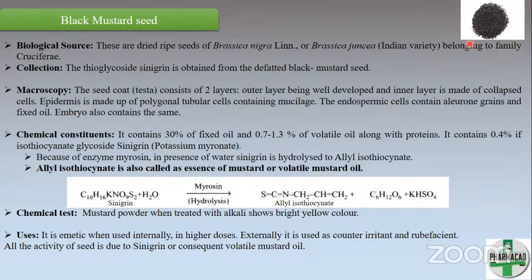In macroscopy it will have a seed coat, which consists of testa consisting of two layers. Outer layer being well developed and inner layer made of collapsed cells. Epidermis will be made of polygonal tubular cells containing mucilage. Then there are endospermic cells which contain aleurone grains and fixed oils. Embryo also contains the same.